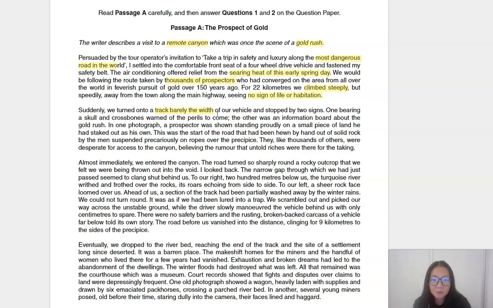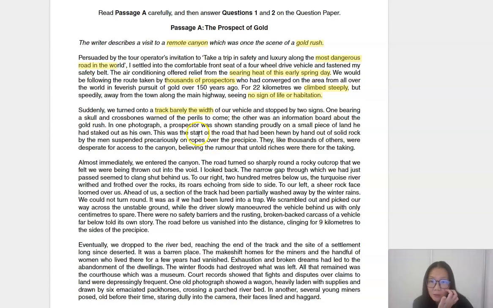So this was the start of the road that had been hewn by hand out of solid rock by men suspended precariously on ropes over the precipice. They, like thousands of others, were desperate for access to the canyon, believing the rumor that untold riches were there for the taking. Wow. Okay, so what information do we have here?